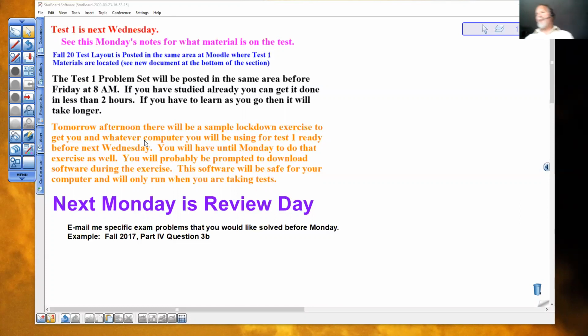Tomorrow afternoon, there'll be a new sample lockdown exercise, because for you to access the test when it's available, you're going to have some software on your computer. Some of you might have it from other courses already, and some of you may not. All you have to do is follow the instructions, and it will prompt you as you go to say, it looks like you need this software, and it will take you towards it, and it'll get your computer ready. Make sure it's the computer you're going to be using Wednesday. Okay, you'll have until Monday to get that done. This is not a major exercise. It shouldn't take a long time.